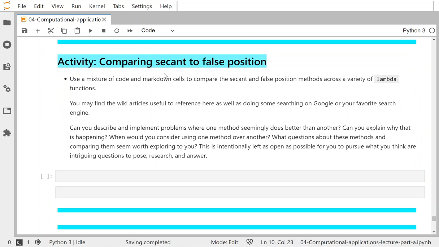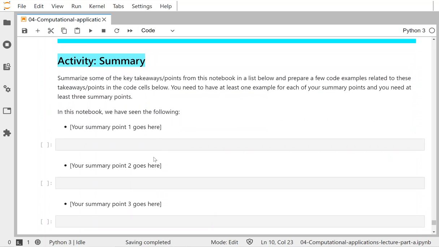I want you to compare the secant and false position methods. Again, just like the previous activity involving comparison of the false position to the bisection, I want you to use a mixture of code and markdown cells. Just read these instructions and follow along. Explain some situations where one could outperform the other and vice versa, and give examples and try to explain why it's going on. And then, as usual, there is the summary.